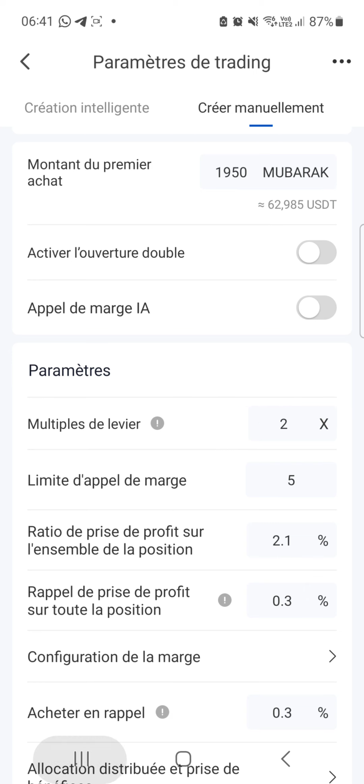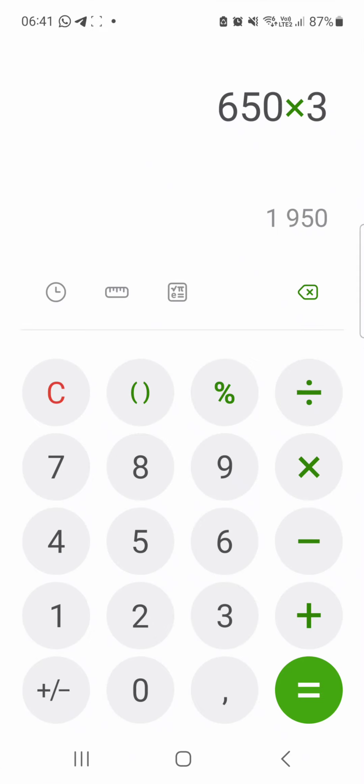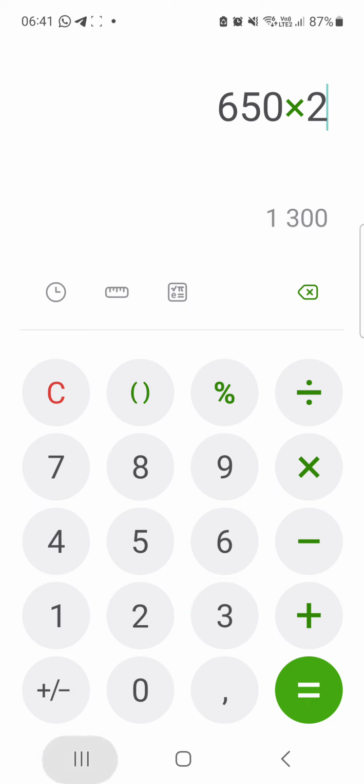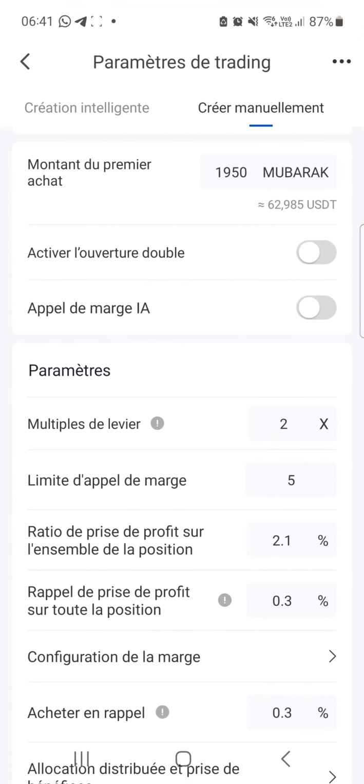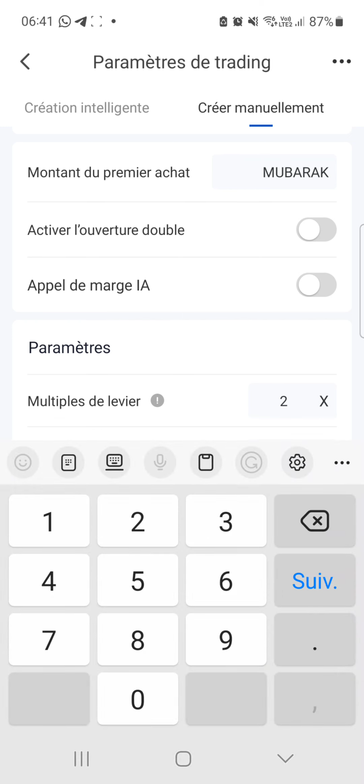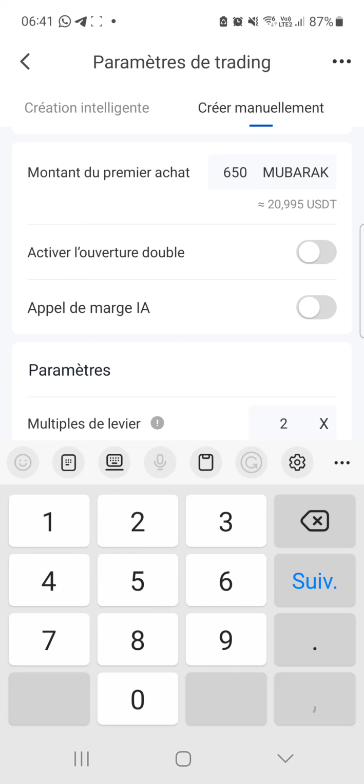So let me go back to the calculation, which is here times 2. It must be times 2. If my leverage is 2, it must be times 2. So it means if my leverage is 2 times leverage, then I need to put 650 pieces. Okay, so I come here, then I put 650 pieces.